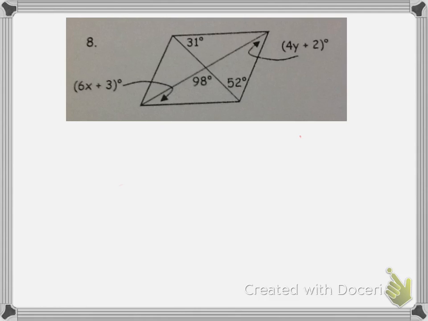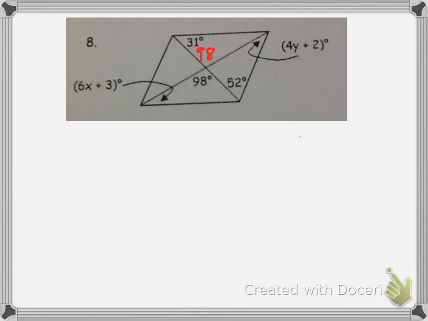All right, number 8. We want to solve for the value of y. There's a couple ways to do this. First of all, you know that if it's a parallelogram, this line right here and this line are parallel. So that means your transversal, which is this line right here, means that this angle and this angle are congruent. So let's start there. If this is 98, this one is also 98.